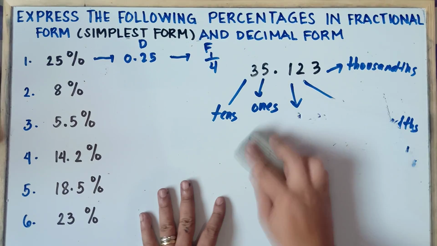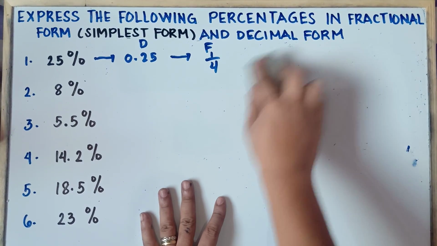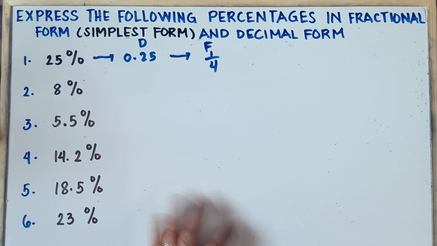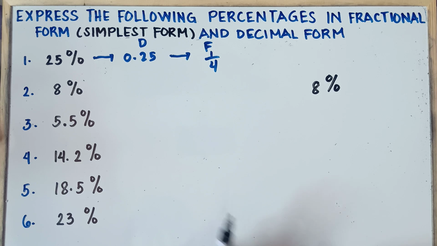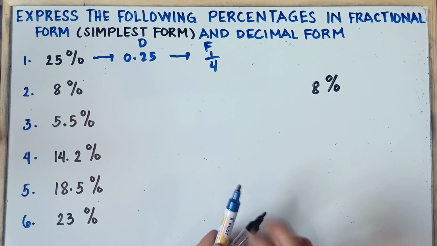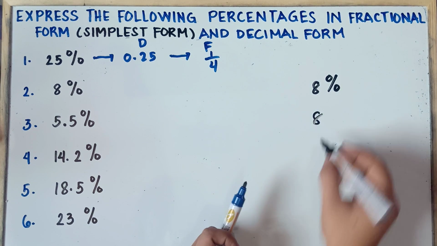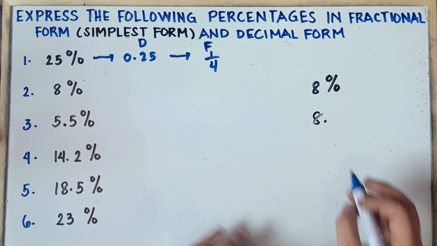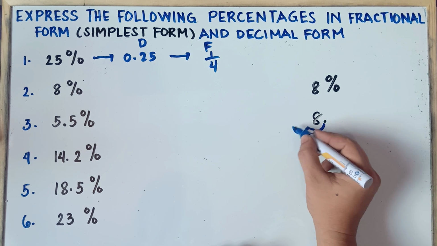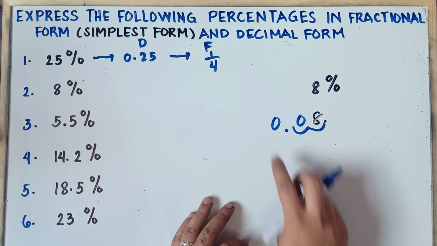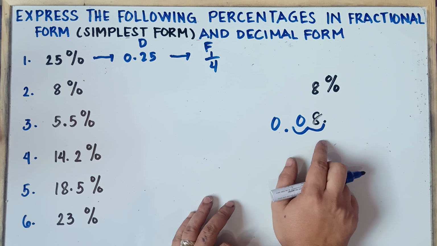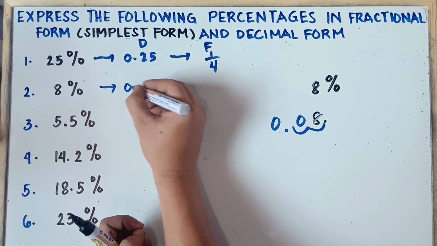Alright, let's have example number 2. So we have 8%. Once again, convert this into decimal. Simply move the decimal point right to left twice. So once again, 8. The decimal point is here. Move the decimal point right to left twice. 1, then 2. That's it. You put 0, and then 0 here. So that will be 0.08. So the answer is 0.08.